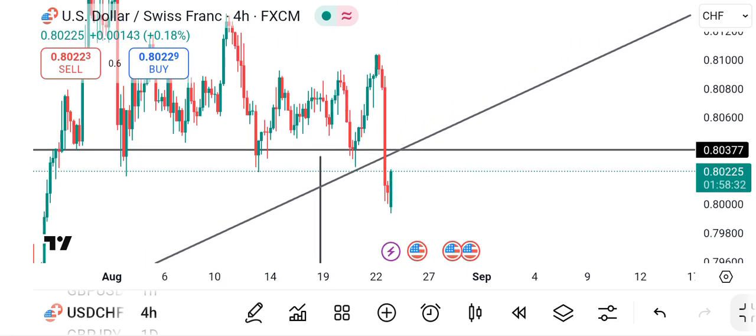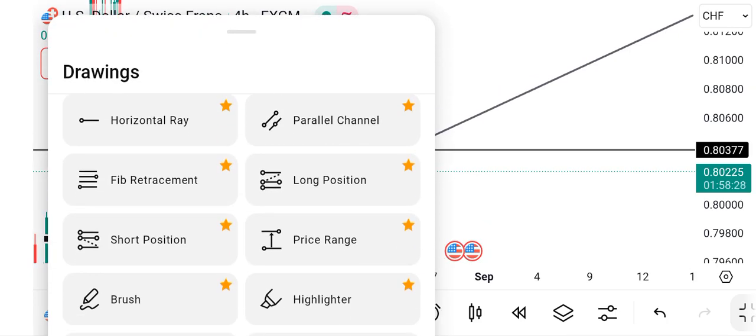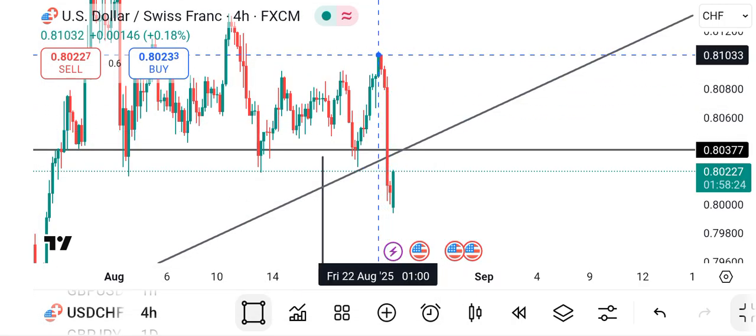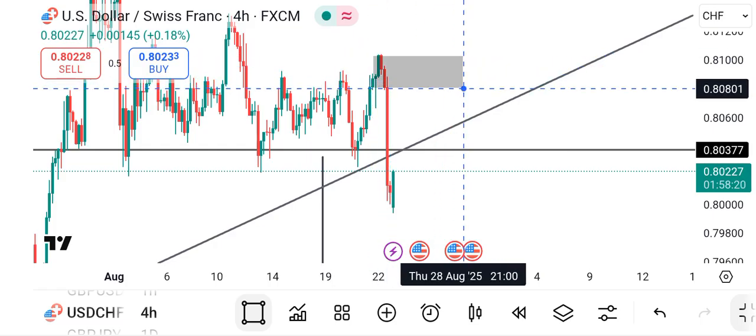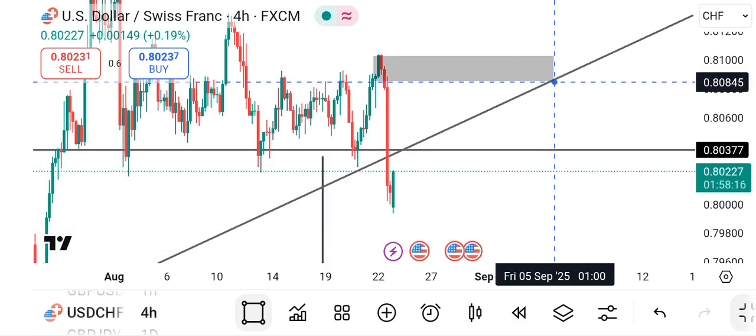What I mean by a long pullback is that when we have a massive crash like this, the market always leaves space. The market always leaves space, and when it leaves space, it will either leave a demand zone or a supply zone. So in this case, I'll be mapping out my supply zones here.